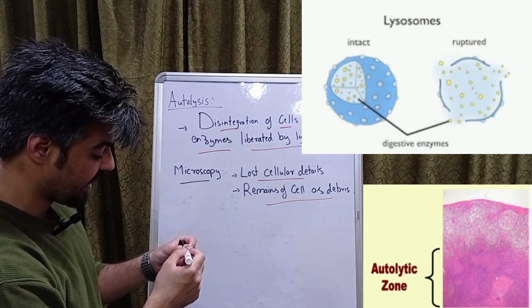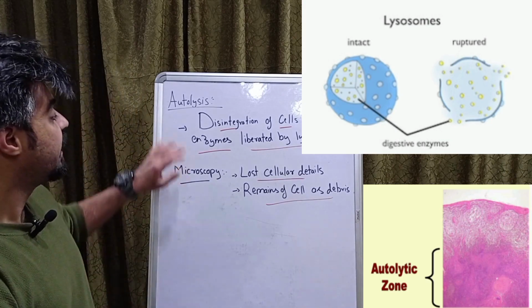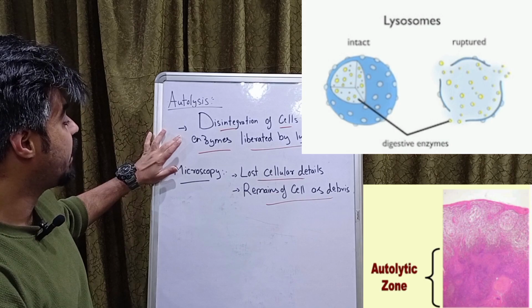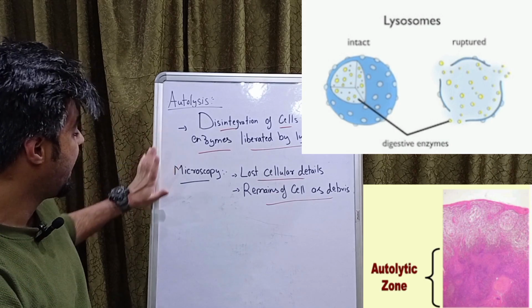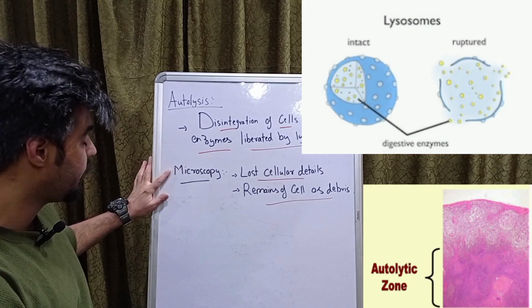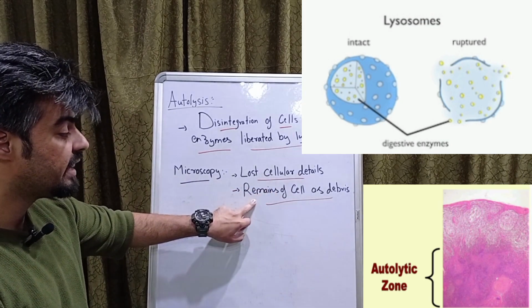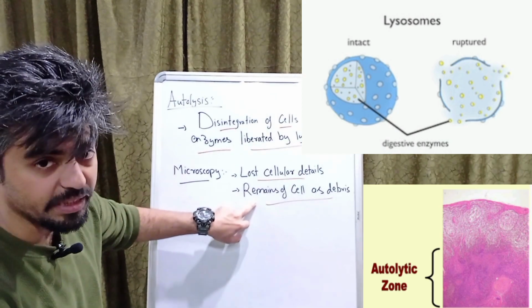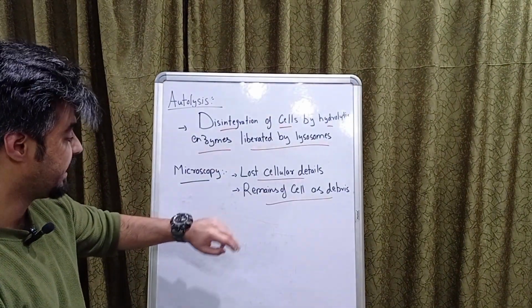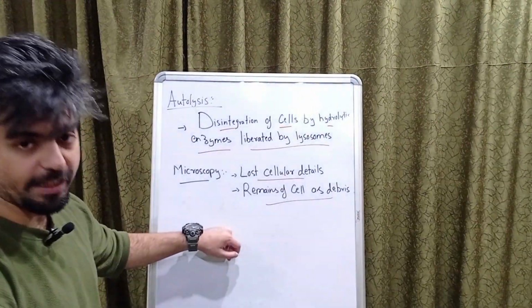Repeating once again, what is autolysis? It is disintegration of the cell by hydrolytic enzymes liberated from lysosomes. And microscopically, what we will find is lost cellular details and the remains of the cell as debris. Now we will go towards the second process, and that is necrosis.